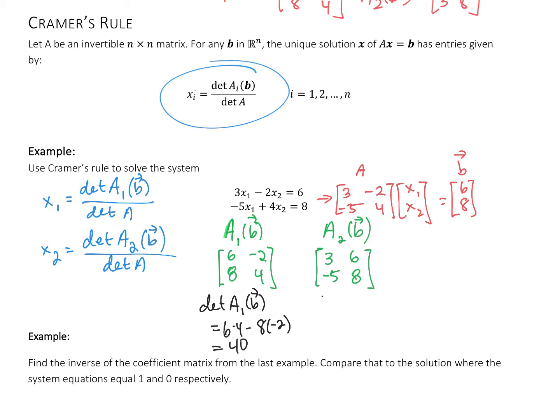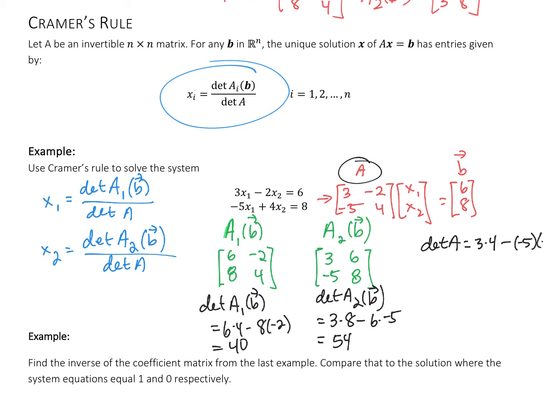And this guy, so the determinant of A2, with the B vector inside of it, is 3 times 8 minus 6 times negative 5. It's going to give me 54. Why not? And lastly, the determinant of A. We're going back to our original A here. I'd have 3 times 4 minus negative 5 times negative 2. Everything gets all washed out, and I get 2, which is nice.